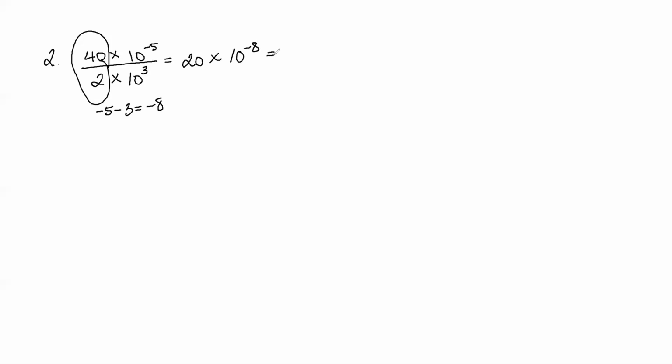I'm not going to box this answer because 20 is not a single digit number, so it's not in scientific notation. So first thing I'm going to do is put it into standard notation, and we're going to take our decimal, move it to the left 8 places, so 1, 2, 3, 4, 5, 6, 7, 8, all the way over there. So it's going to be 0.000000 20. We don't need the final 0 there.